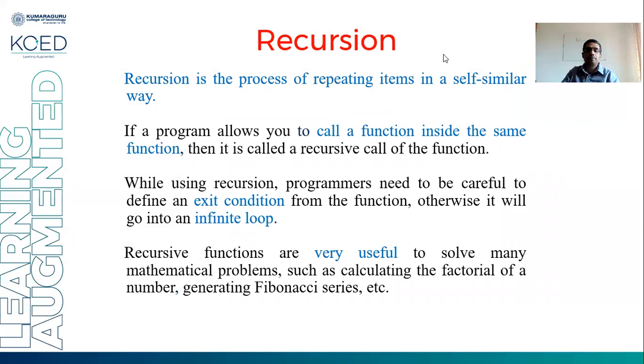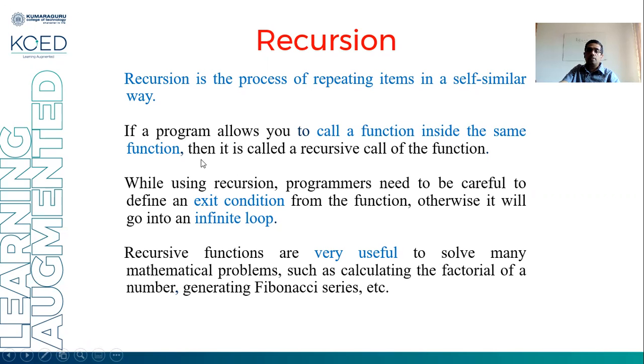So recursion is the process of repeating items in a self-similar way. If a program allows you to call a function inside the same function, then it is called a recursive call of the function. The function calling itself is known as a recursive function. That call is a recursive call. The process is known as recursion.